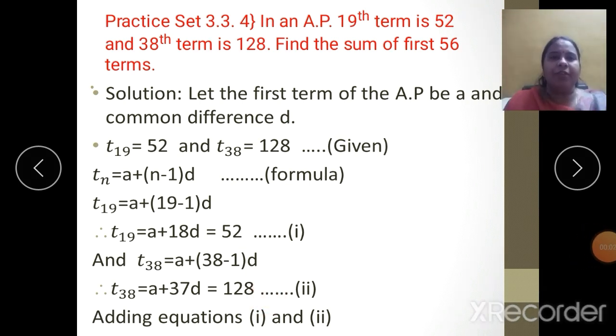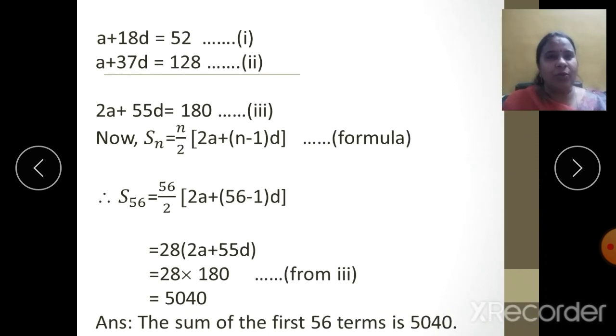Now in equation 1 and equation 2, as you can see, a hint or clue to remember: instead of subtracting them and eliminating a, it is better that I add them. But why add instead of subtract? Because look here, 18d plus 37d, we will get 55d, and we want the sum of 56 terms. So this is what is to be done. Instead of subtracting, we are going to add equation number 1 and equation number 2.